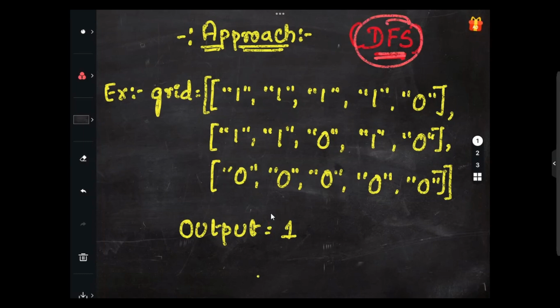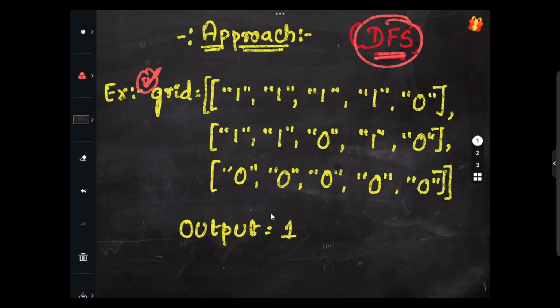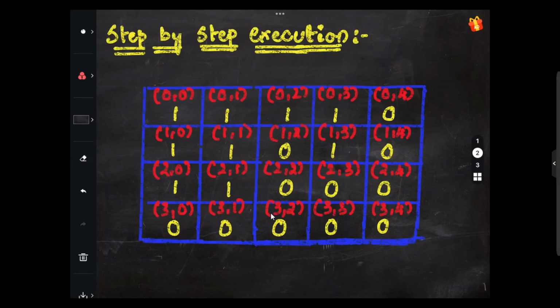I have considered the same first example that they have given in the question. We have already discussed this one, and we got the output 1, right? So let's move on with the step-by-step execution here.